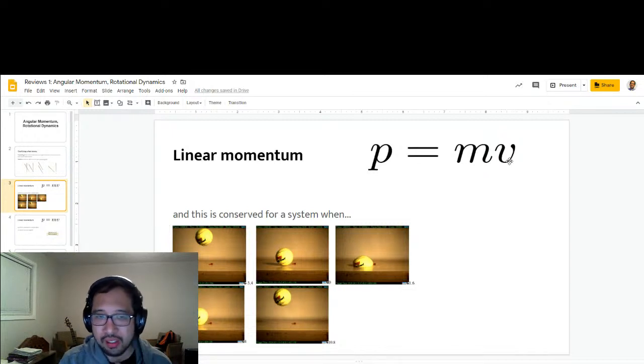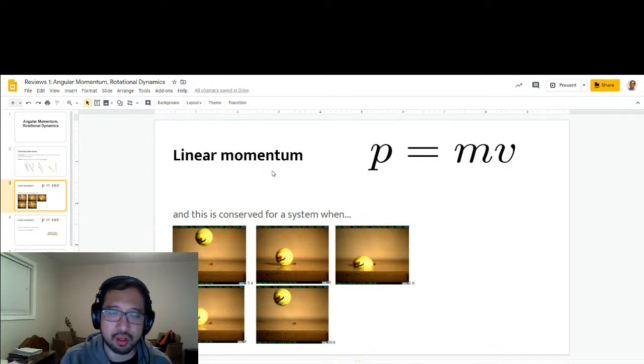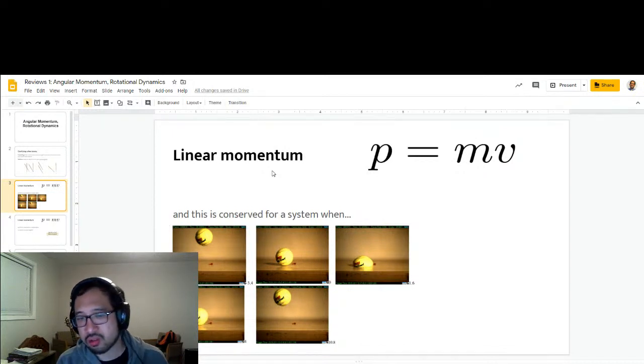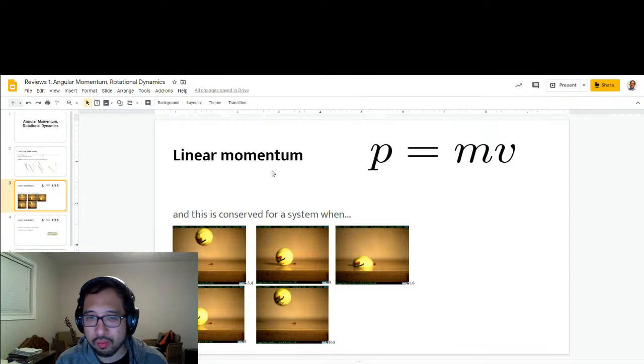And so the benefit of that is that when we're talking about linear momentum, the linear momentum of a system is conserved when no external forces apply. The linear momentum of a system of objects is conserved when no external forces apply. This is a super important concept to understand, and the if statement, if no external forces apply, is just as important as remembering that linear momentum is conserved.